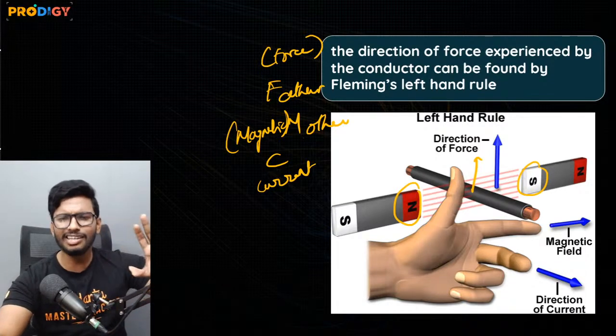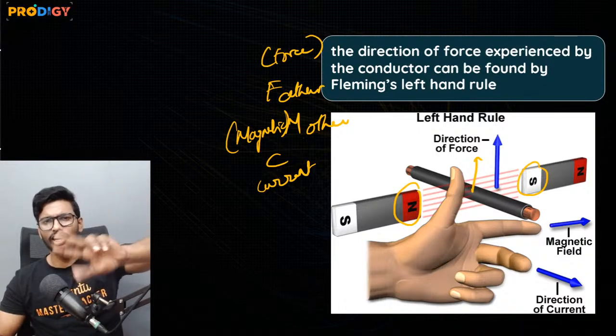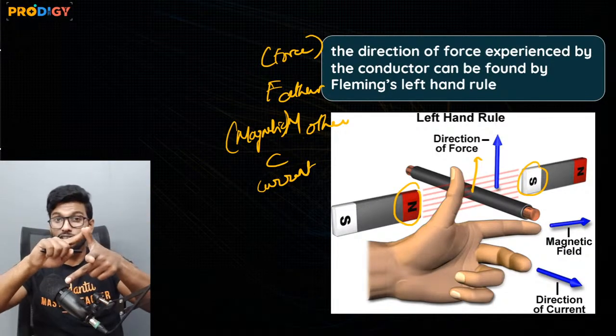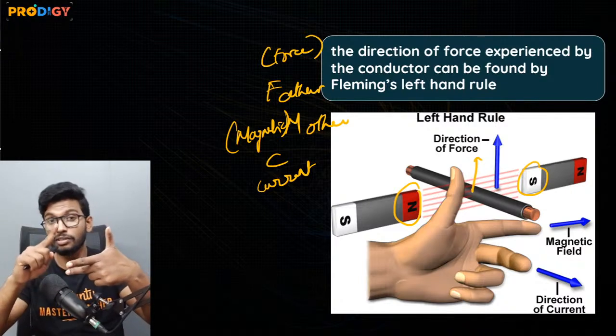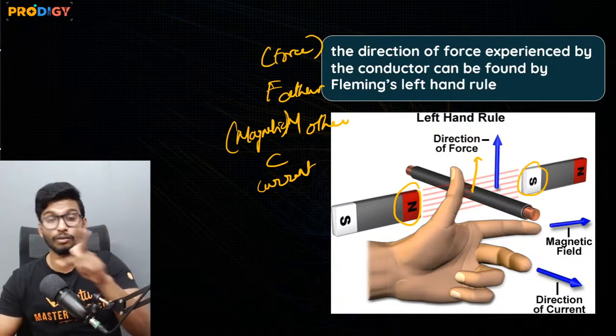You just need to understand this one simple funda. Again, just remember this acronym: father, mother, child. Father, mother, child. So father is nothing but the force on the conductor, mother is nothing but the direction of the magnetic field, and child is nothing but the direction of the current, whatever is the direction of the current.